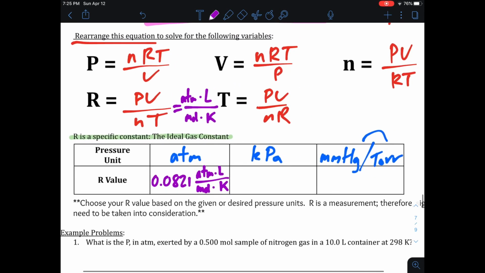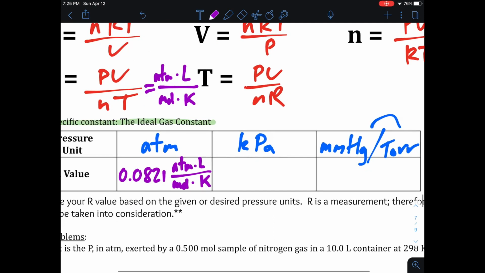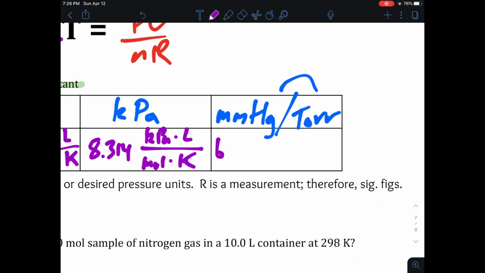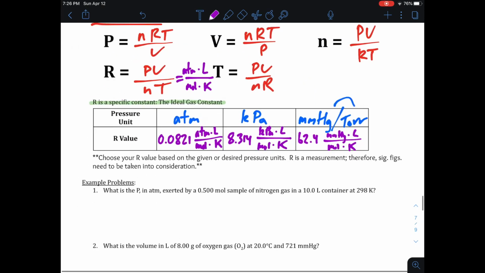There we go. How about if it's kilopascals? Well, now the value changes. It's 8.314. And instead of atmosphere liter over Kelvin mole, it becomes kilopascals times liters over mole times Kelvin. And if it's either torricelli or millimeters of mercury, the value is 62.4. I'm just going to go with the millimeters of mercury option on this one. Over mole times Kelvin, like that.